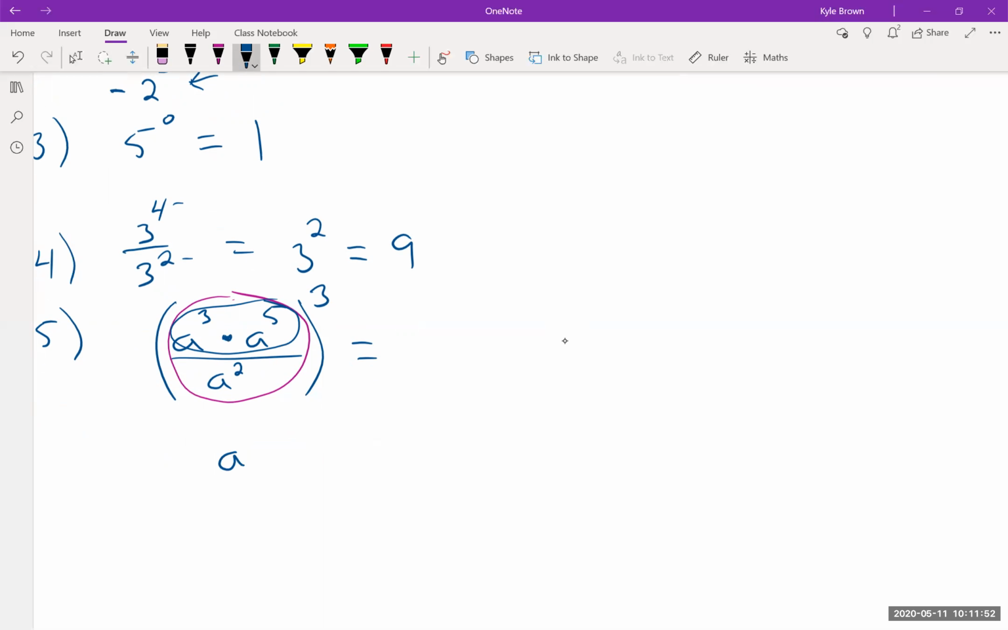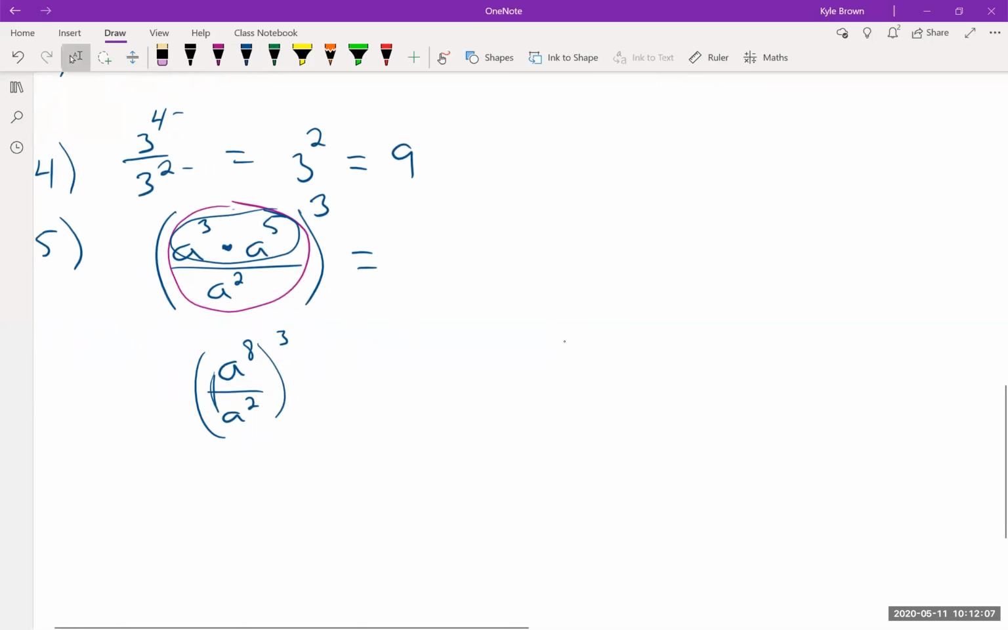So that's going to be a to the power of 8 over a to the power of 2. And that's still all to the power of 3. Okay, so now I'm going to go a to the power of 8 divided by a to the power of 2, like just doing the inside here. That's going to be the same thing as a to the power of 8 minus 2, so that's a to the power of 6. To the power of 3 still.